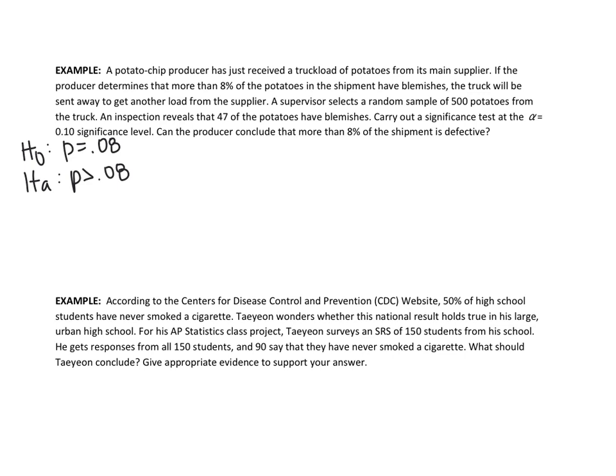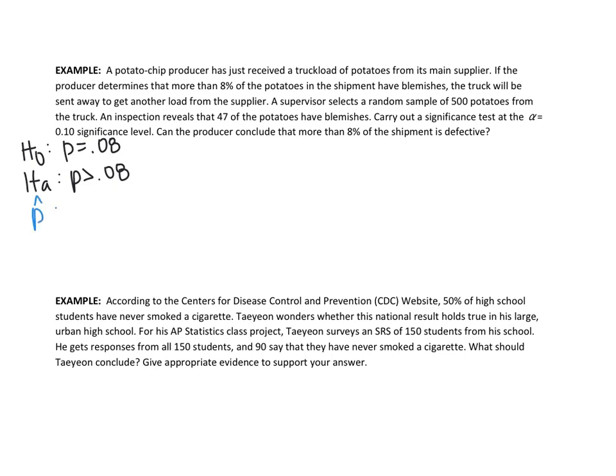So we have 500 potatoes, and 8% of that is 40, which is greater than or equal to 10. And then we check 500 times 0.92, which is 460, also greater than or equal to 10. So it is normal. So we can perform a hypothesis test.